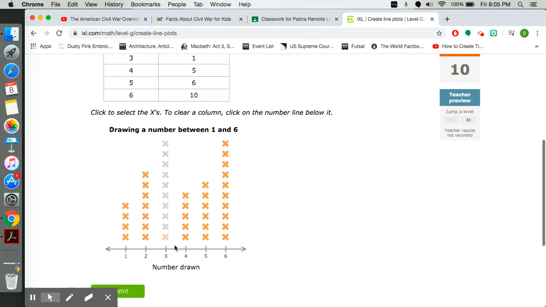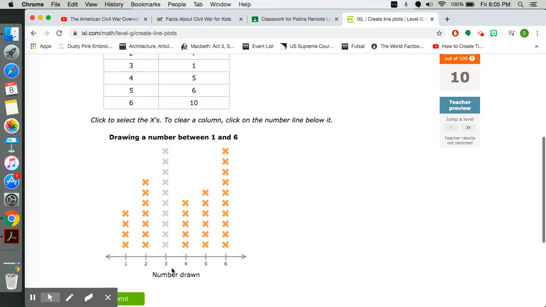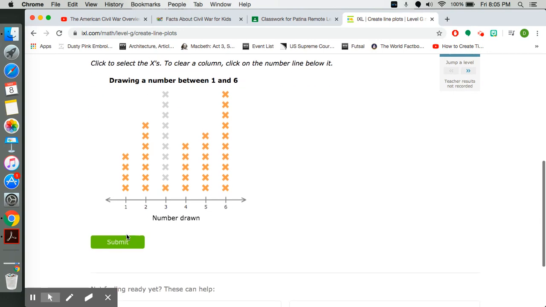So what we have to fill in here is how many times someone did the number 3. So the number drawn was 3, only 1 person did it, so I would click 1 X and submit. And if for some reason you mess up and you click too many X's, like say I clicked 3 X's and I only want 1, I just click on the X again, or I can hover right above it and it clears the entire column.